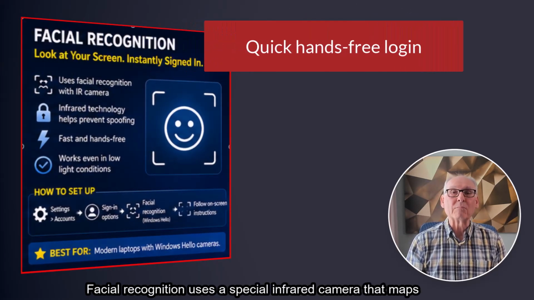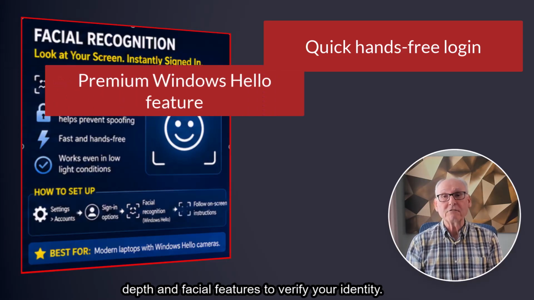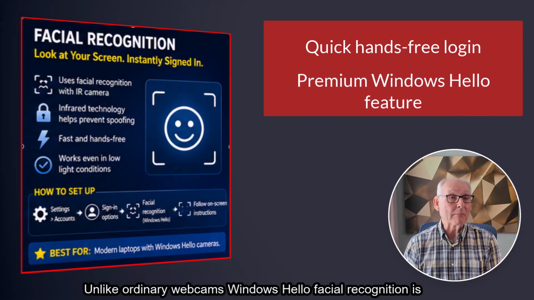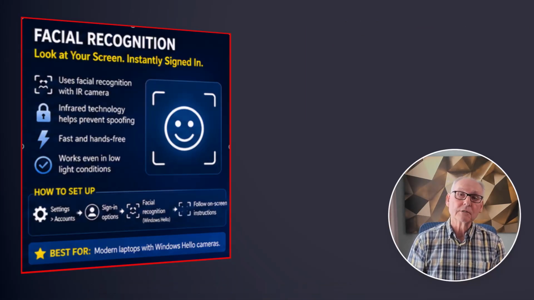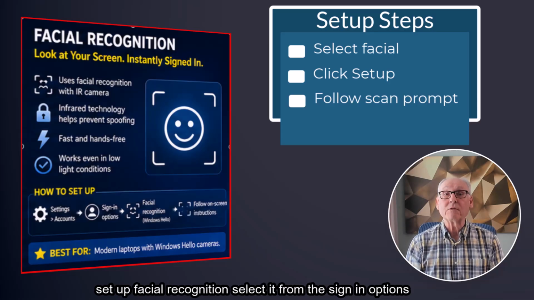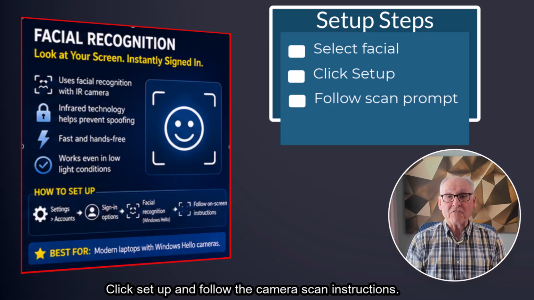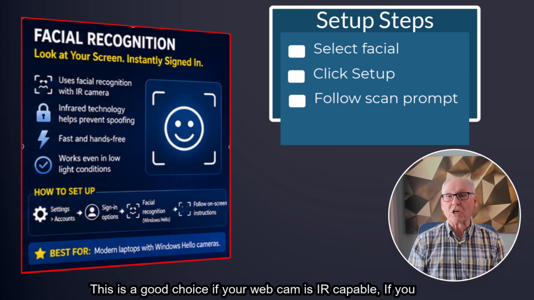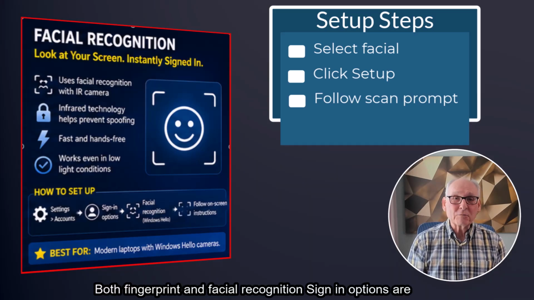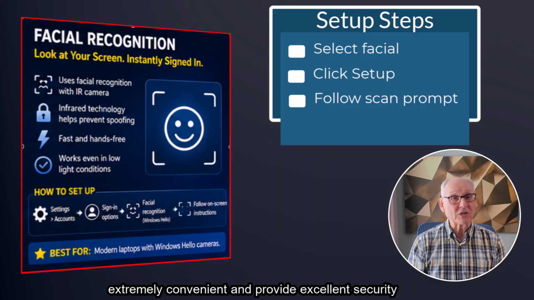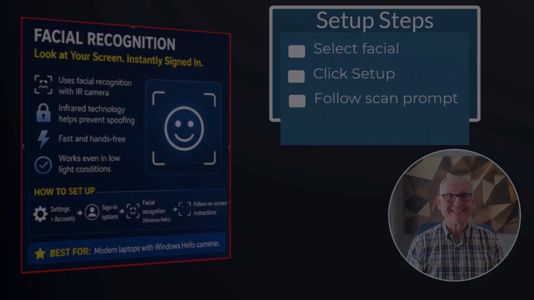This is a good choice if your device has a fingerprint reader and you want biometric security but not face recognition. Facial recognition uses a special infrared camera that maps depth and facial features to verify your identity. Unlike ordinary webcams, Windows Hello facial recognition is designed to resist spoofing attempts using photos or videos. To set up facial recognition, select it from the sign-in options, click Setup, and follow the camera scan instructions. This is a good choice if your webcam is IR capable, if you want instant sign-in, and you prefer biometric security. Both fingerprint and facial recognition sign-in options are extremely convenient and provide excellent security for personal and business devices.